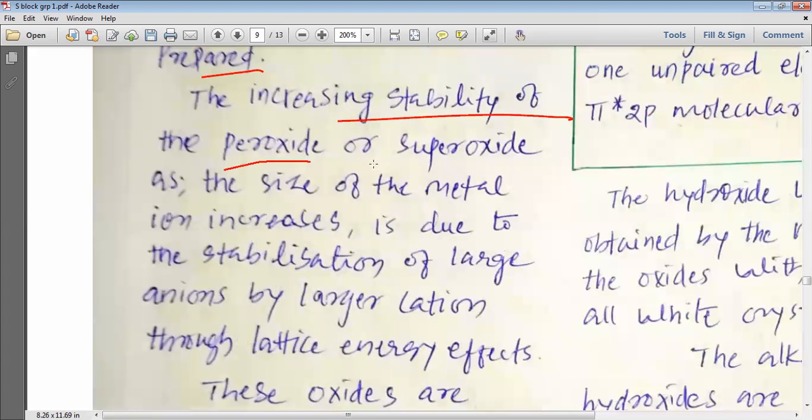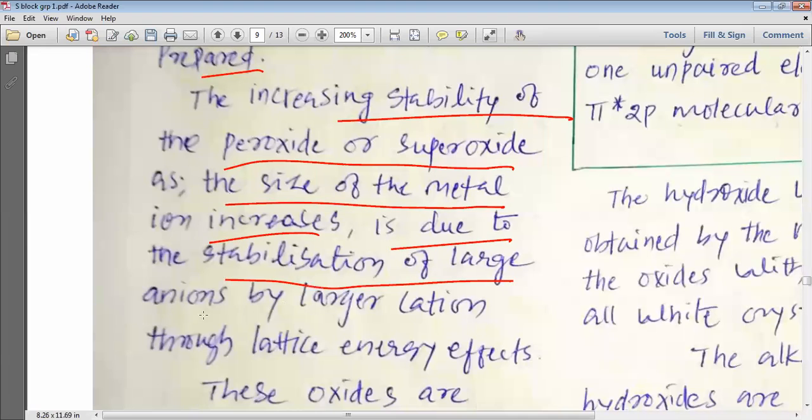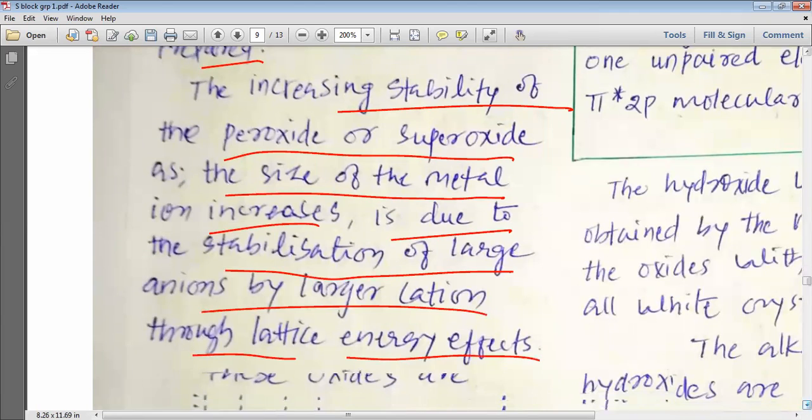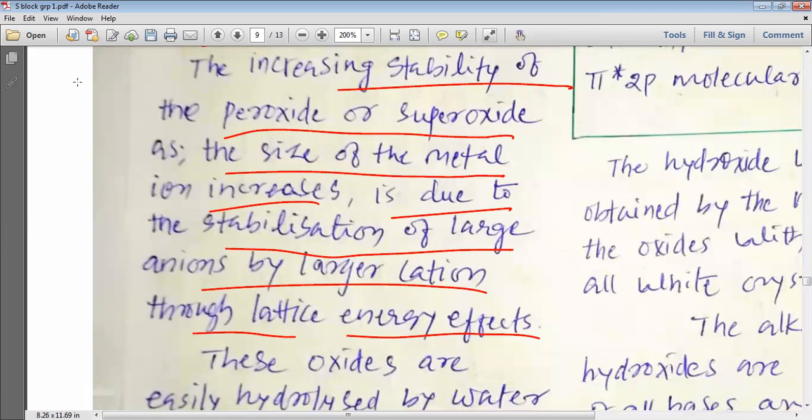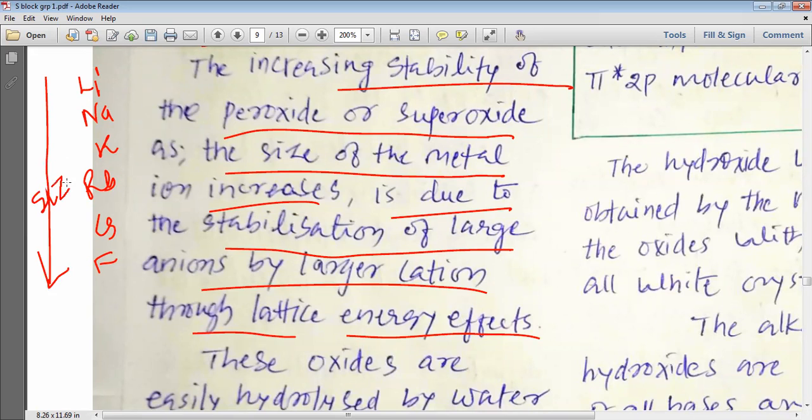The increasing stability of peroxide or superoxide as the size of the metal increases is due to the stabilization of the large anions by larger cations through lattice energy effects. So this is an important point, my dear students. If you look into group 1, we have lithium, sodium, potassium, rubidium, cesium and francium. If you go down the group, the size becomes bigger and bigger. And if you look at the ions O2 minus, then O2 minus 1, and then the superoxide ion, you will realize that going from one to the next, the size increases.